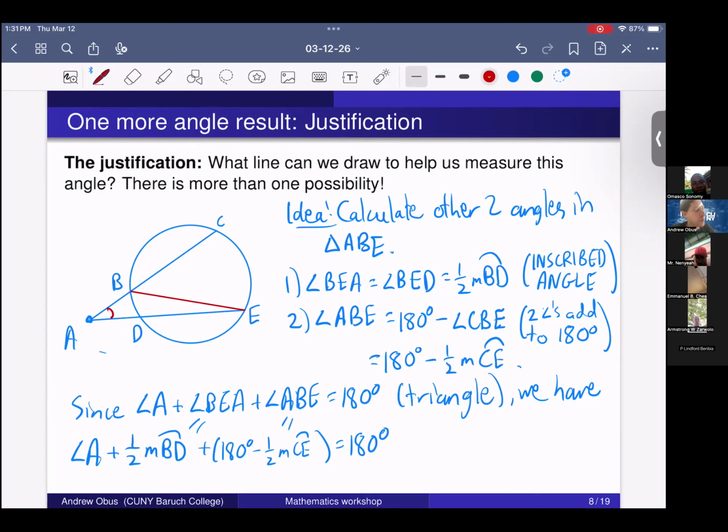And now this algebra is very easy to solve. The 180 degrees cancels with the 180 degrees. And when you move this to the other side, you end up just getting that angle A is equal to, well, we need to add the measure of arc CE and subtract the measure of arc BD. So it's 1/2 the measure of arc CE minus 1/2 the measure of arc BD, which is exactly the theorem. This is what we want to prove.